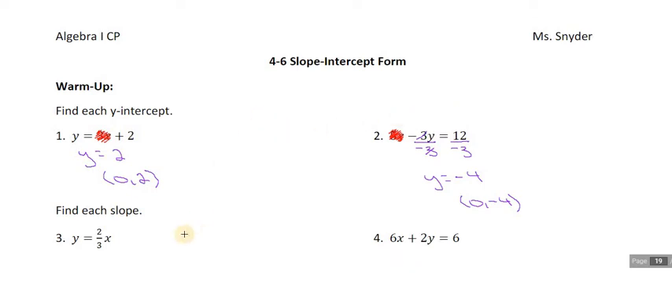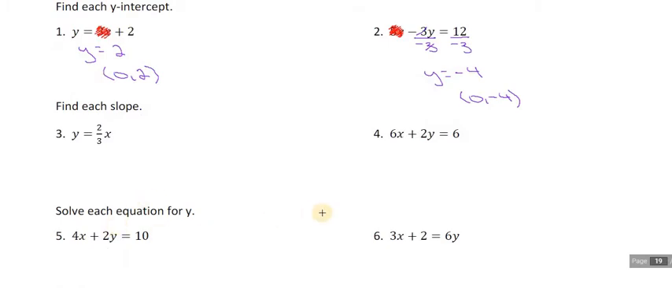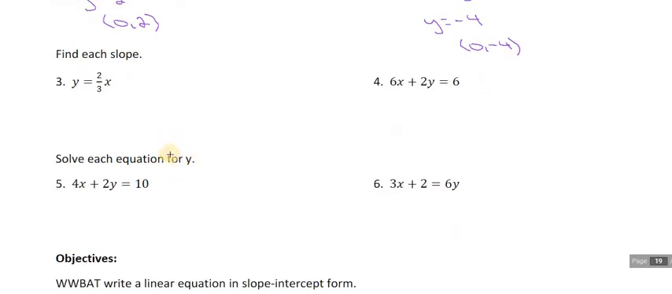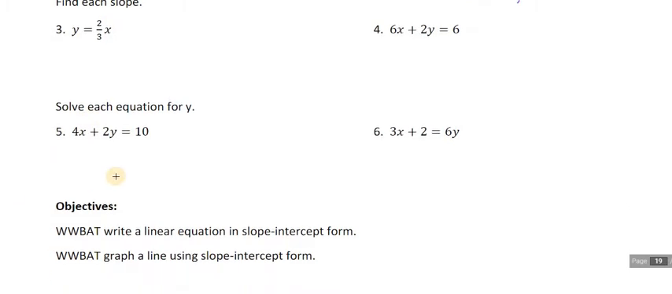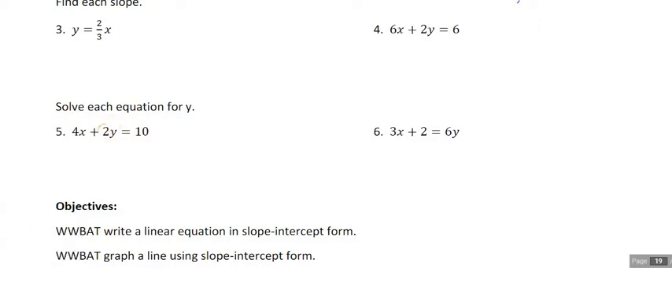We're actually going to skip numbers 3 and 4 for now and go straight to numbers 5 and 6, which ask us to solve each equation for y, which means we need to isolate y using inverse operations. This is going to be a critical skill. So if I want to get y by itself, we're going to go back to our roots of circle the variable term that we want to get alone.